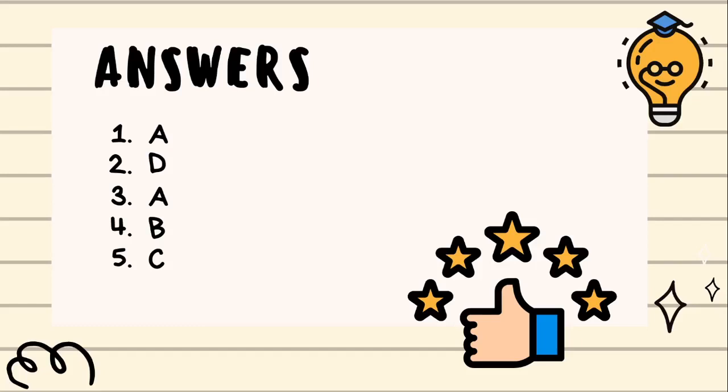Number 5. C. Polarization is not a charging process. If you got all correct, great job. You now know the types of charges and the different ways of charging objects.